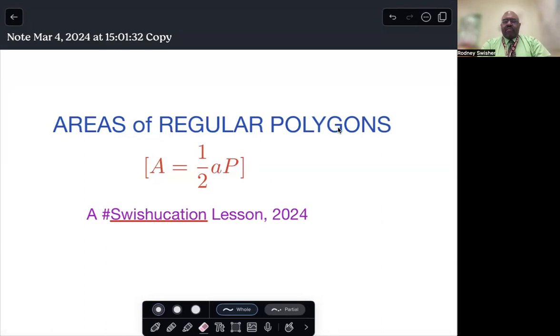In this lesson, you'll be provided with some information about three types of polygons that are regular, but we're going to find the areas of those. You'll notice that we will be using the formula area equals 1/2 AP, and we'll be discussing what those mean as we go through problems. So let's go ahead and start working on those problems.